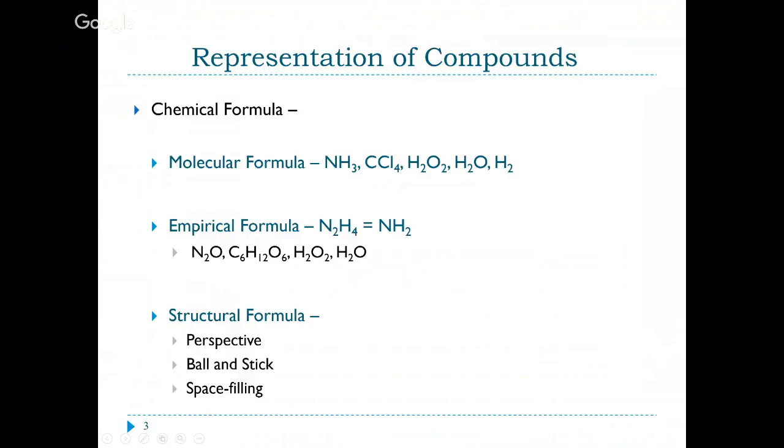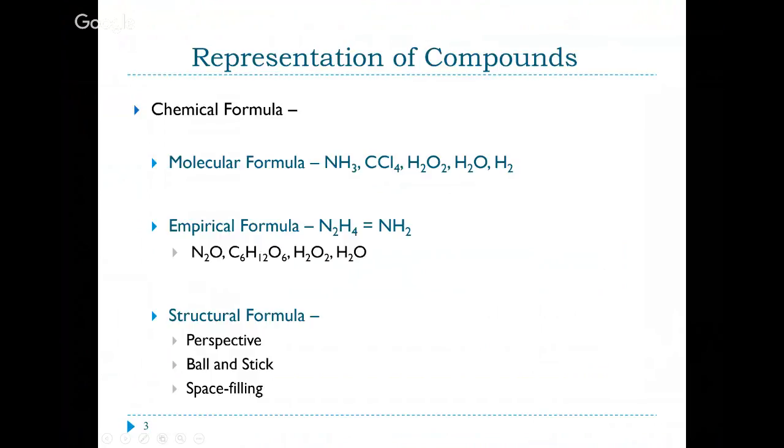So looking down here, sometimes the molecular formula and the empirical formula are the same. Sometimes they are different. N2O, we cannot divide this by a number and make it any simpler. So this is both molecular and empirical. C6H12O6, which is a molecule of sugar, glucose. C6H12O6, we can divide all of these through by 6 and get CH2O, which is a carbohydrate.